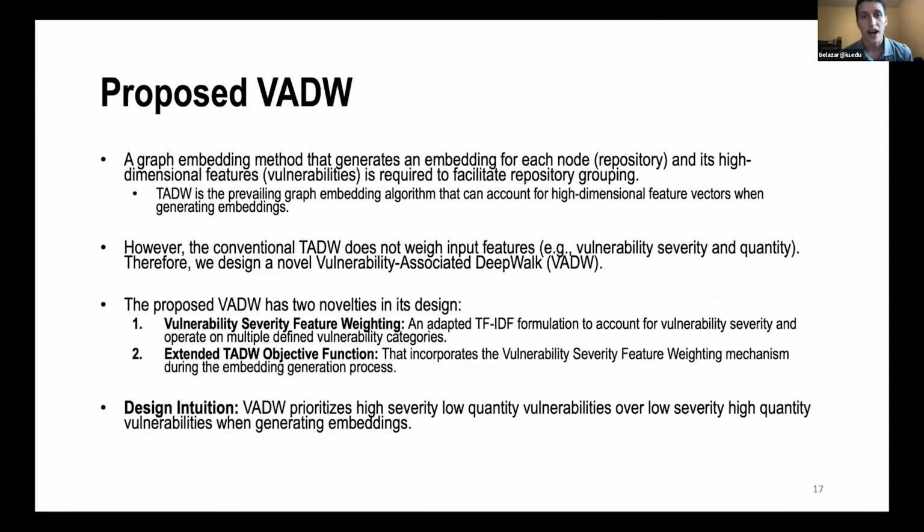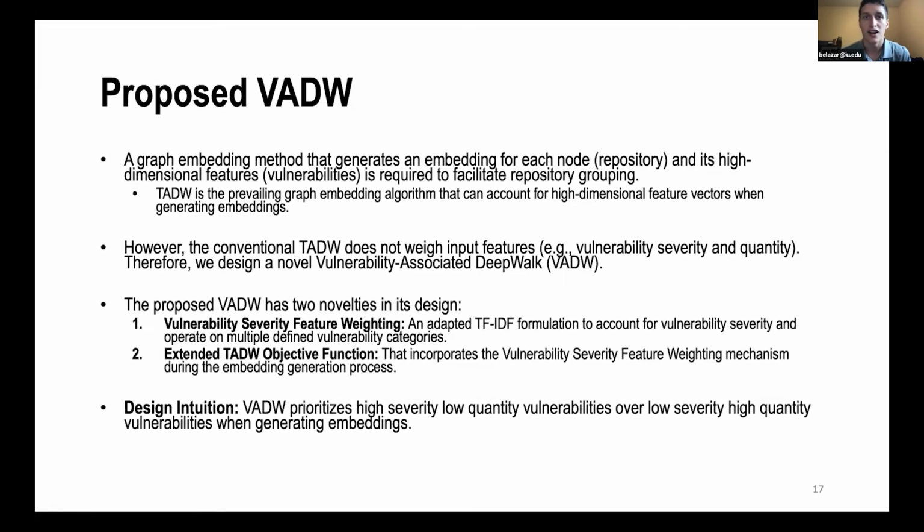So out of all the graph embedding methods that we identified that were able to satisfy the requirements of our clustering task, text-associated DeepWalk was a method that we identified as performing best at being able to account for high-dimensional feature vectors. In our context, that meant being able to embed over 40 types of vulnerabilities that we associated with each repository. However, TDW was unable to weight input features to account for varying importance to the embedding. In our context, these importances are driven by the severity of vulnerabilities that are being embedded. Low severity vulnerabilities and high severity vulnerabilities should not be treated equally during the embedding generation process.